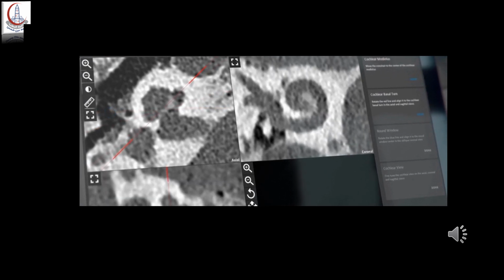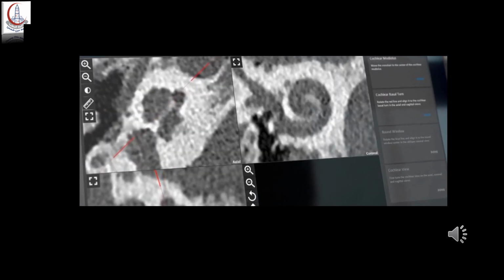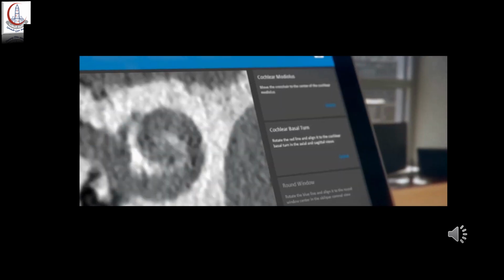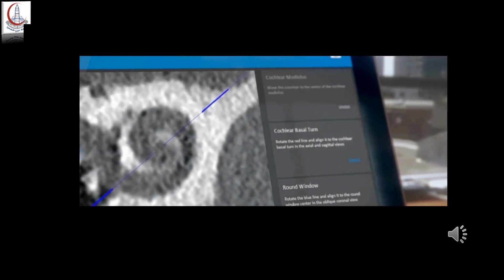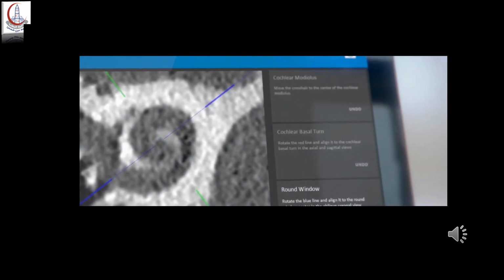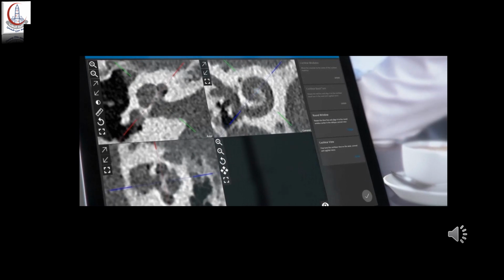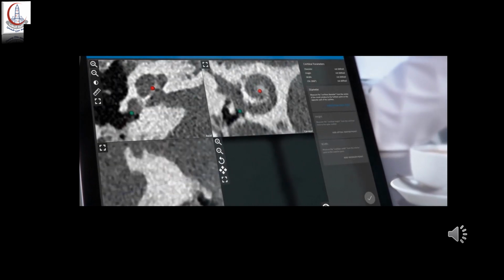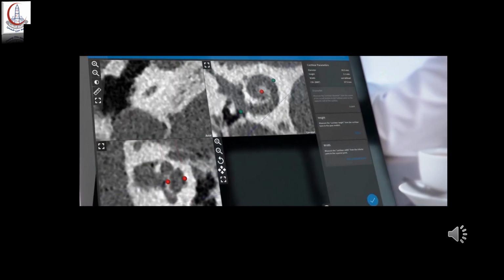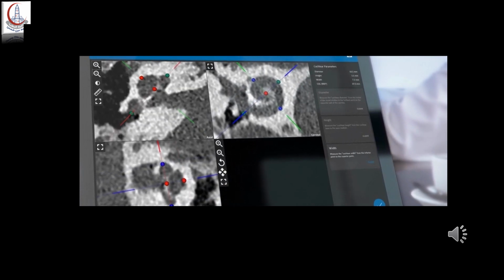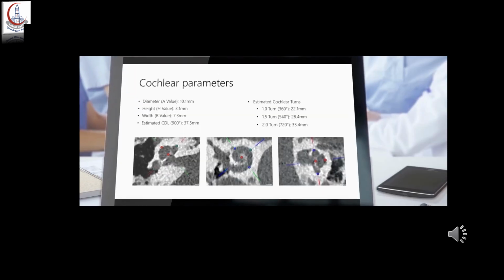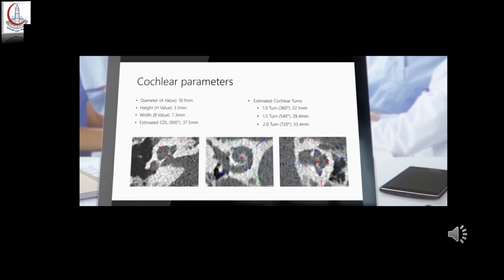Also, some software is now available in which you feed your CT scan data and the software can automatically determine all the dimensions and the directions of the cochlea and choose for you the best available electrode for each individual patient. And this is one of the good personalized medicine options available now.